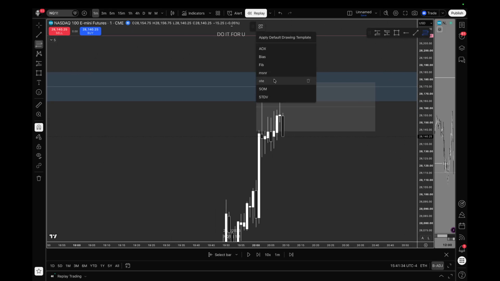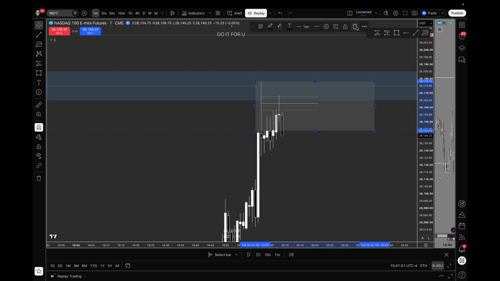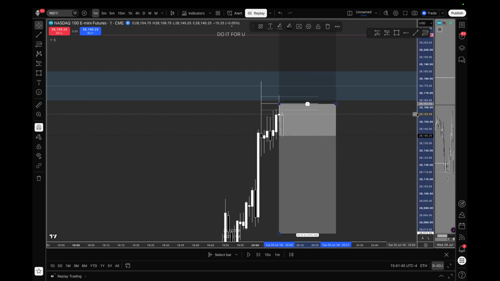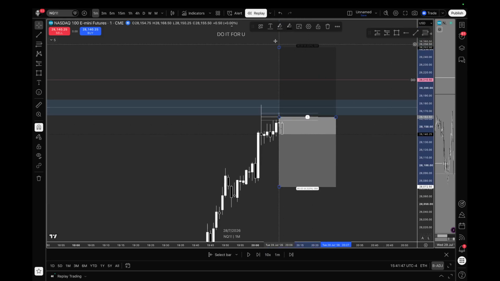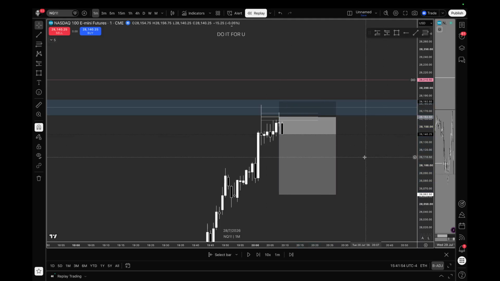I did the OTE of the wick that tapped into it to the low when we closed, which this white line was my entry. I put a limit here. I'm in there, and I'm putting a stop at the highs. I did a 20-point stop, so we'll just do a 20-point stop.